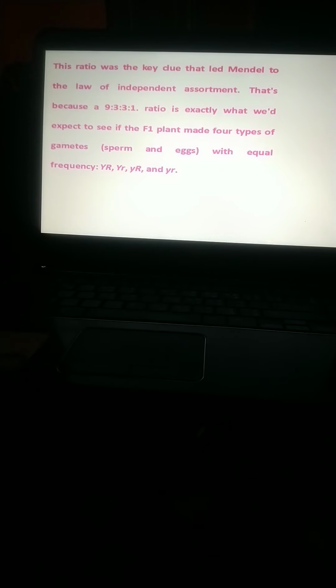This ratio was the key clue that led Mendel to the law of independent assortment, because the 9:3:3:1 ratio is exactly what we would expect to see if the F1 plant made 4 types of gametes, sperm and egg, with equal frequency: capital Y capital R, capital Y small r, small y capital R, and small y small r. There are 4.